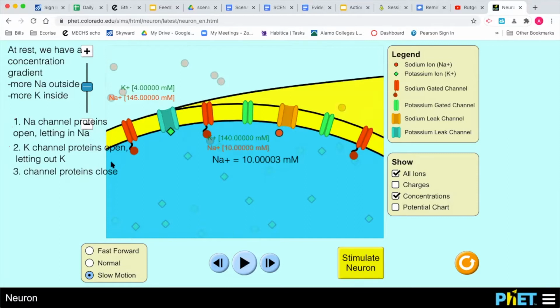Okay, so review the steps. Number 1, stimulus comes through, causes sodium channel proteins to open, sodium comes in. Immediately after that, the potassium channel proteins are going to open, the potassium is going to go out. They're going to let the ions move in whatever direction they need to go, and then eventually they close. Does that make sense so far? Folks at home, y'all doing okay?